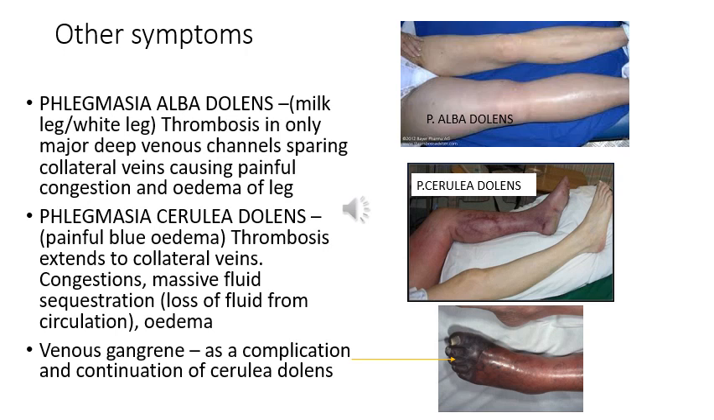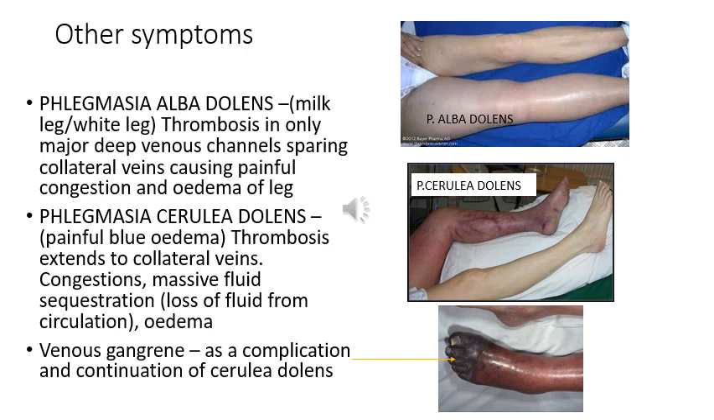Some less common symptoms include phlegmasia alba dolens and phlegmasia cerulea dolens. Phlegmasia alba dolens is milk leg or white leg. You can see it in the picture. Thrombosis is only present in the major deep venous channels, but not in the collateral circulation. Since the major veins are involved, it causes painful congestion and edema of the leg, and that's the appearance of phlegmasia alba dolens, that is milk leg or white leg.